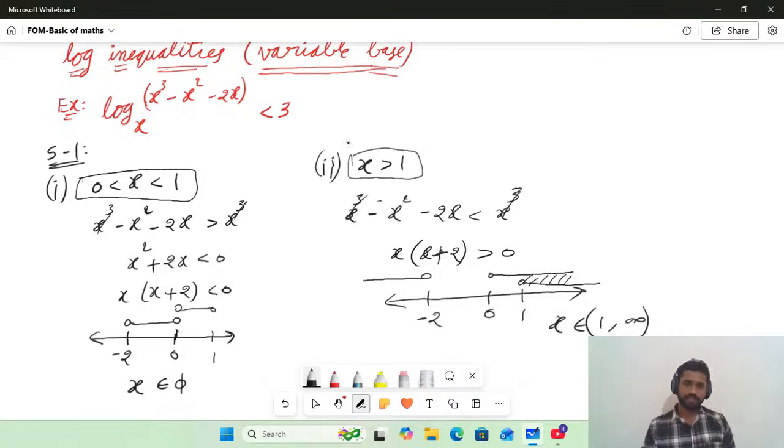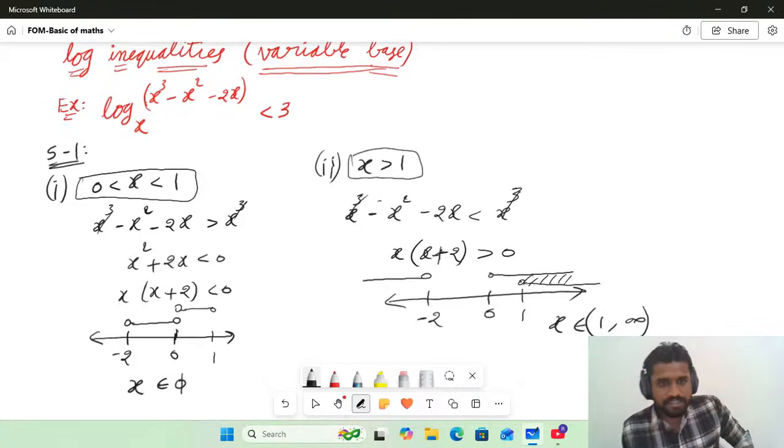So in the first case we have considered x greater than 1, and we got x between minus infinity and minus 2, and 0 to infinity, and the case which we considered is from 1 to infinity. So the common part for these two intervals is from 1 to infinity. Yes, you are correct, Kirtan.